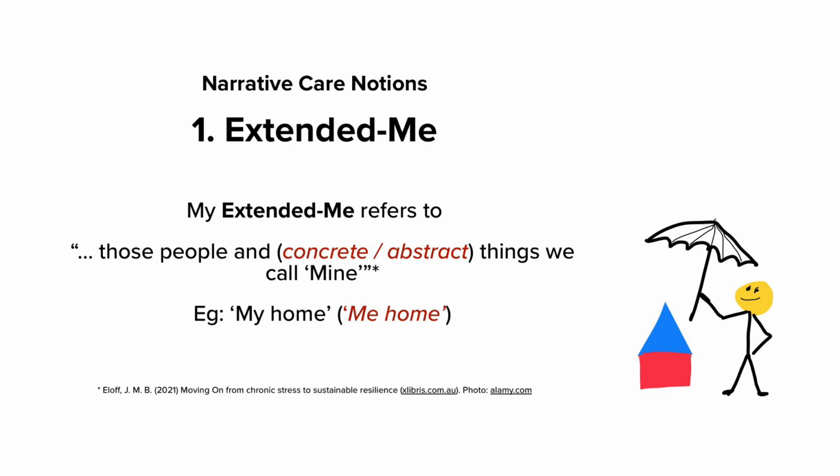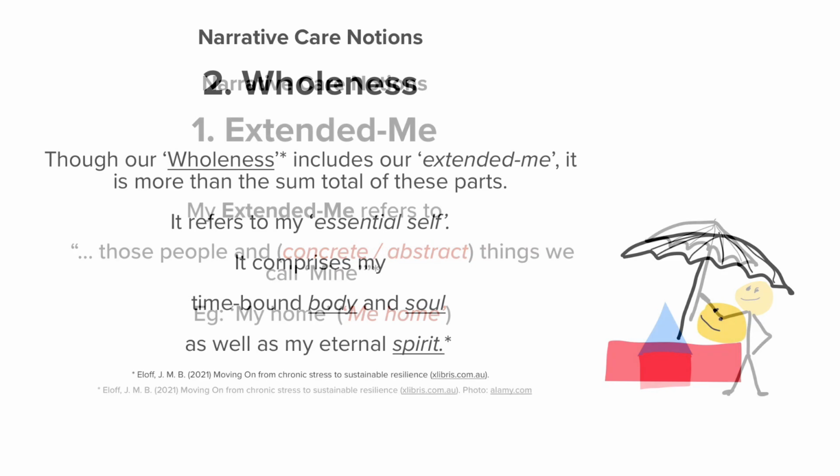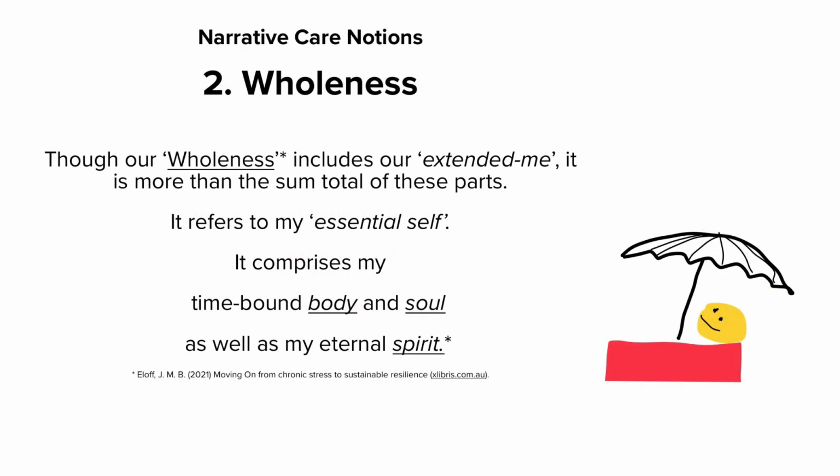Extended me. My extended me refers to those people and concrete or abstract things we call mine. For instance, my home or me home. Wholeness. Though our wholeness includes our extended me, it is more than the sum total of these parts. It refers to my essential self. It comprises my time-bound body and soul, as well as my eternal spirit.